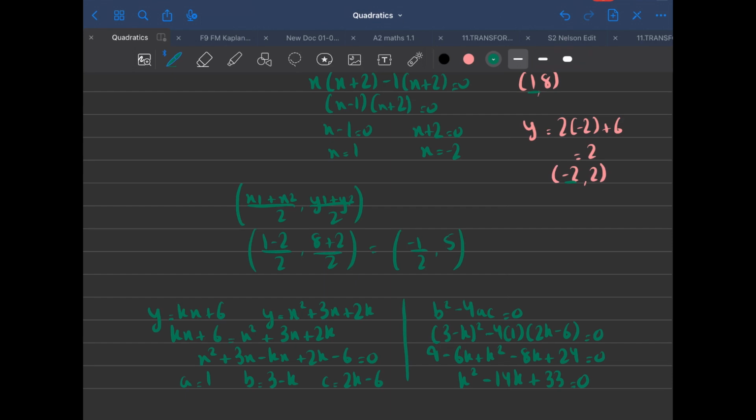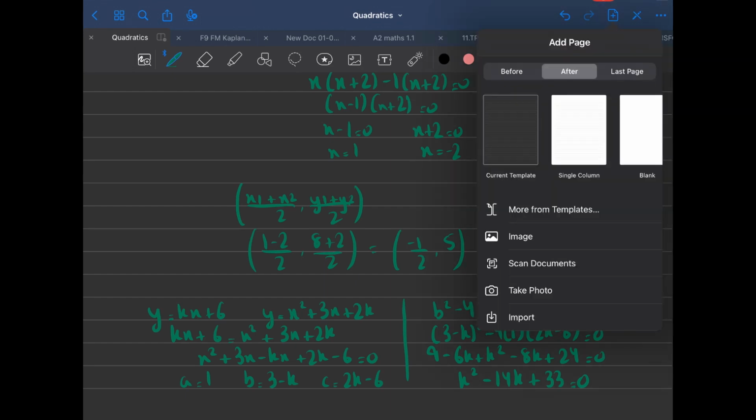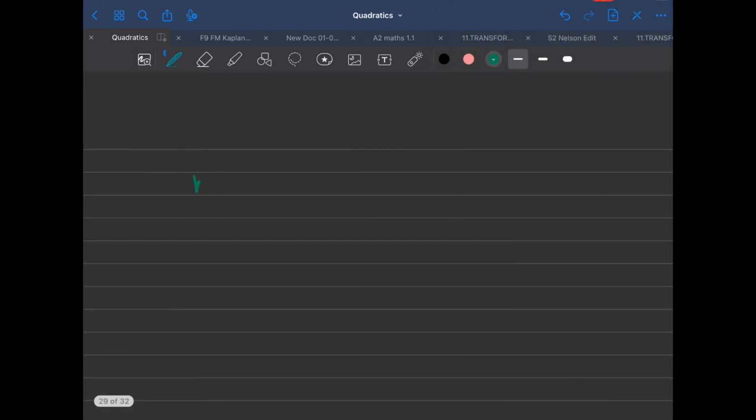11 and 3. So I'm going to use that on the new page. So k square minus 14k plus 33 is equal to 0. K square minus 11k minus 3k plus 33 is equal to 0. Take k common, k minus 11, take minus 3 common, k minus 11. So what's k, bacho? It's going to be k is equal to 3 and k is equal to 11. Do you get this?